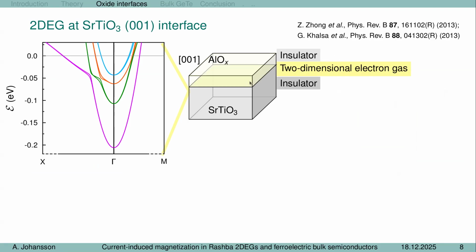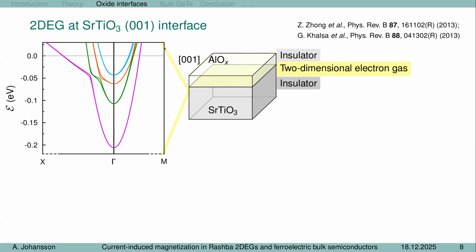On top of that, if you look at the structure, you see already that inversion symmetry is broken at this interface. We have STO here and we have aluminum oxide here. So there's definitely no inversion symmetry. And therefore, we expect some Edelstein properties at this interface.